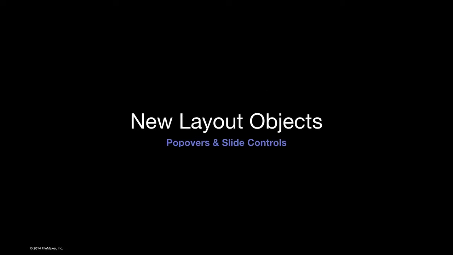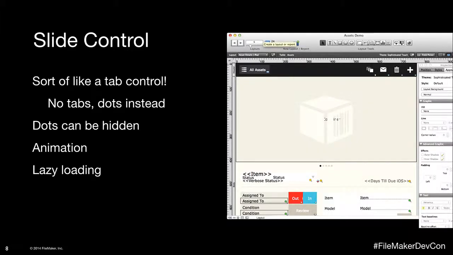So now onto the new stuff. We have 2 new types of layout objects that we've introduced in FileMaker 13. They're both container layout objects. That is to say, they can both have children. The first one I want to talk about is a slide control. And if you understand what a tab control is and how it works, you probably understand most of how a slide control works. Slide controls, like tab controls, have different panels. You can only see one panel at a time. Instead of tabs at the top that you switch between, there's dots. And one interesting thing about slide controls is these dots can be hidden.